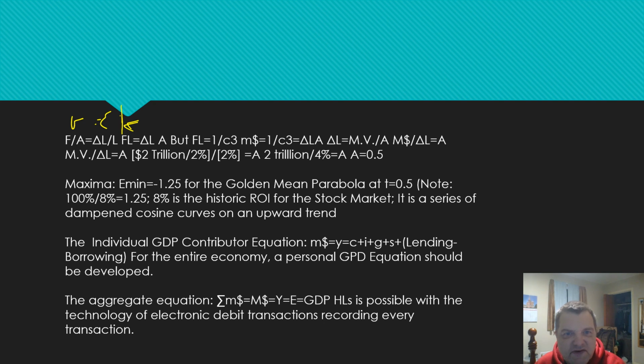So we have a $2 trillion economy divided by 4%, A is equal to a half. So that's your minimum when A is a half, or T is a half, is the minimum of the golden mean parabola. And if you put a half into T squared minus T minus 1, you get E equals minus 1.25. A minimum. So the individual GDP contributor is this, we just use the small figures here. M dollar equals Y equals C plus I plus G plus S plus lending minus borrowing.